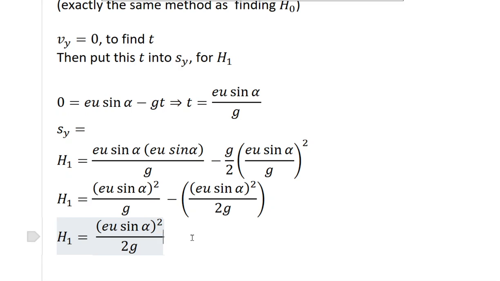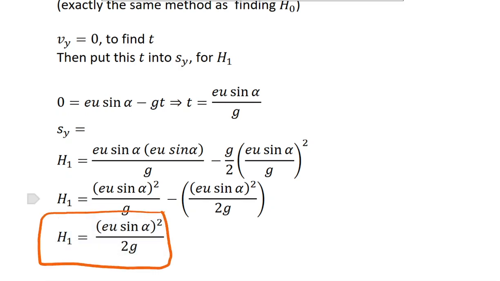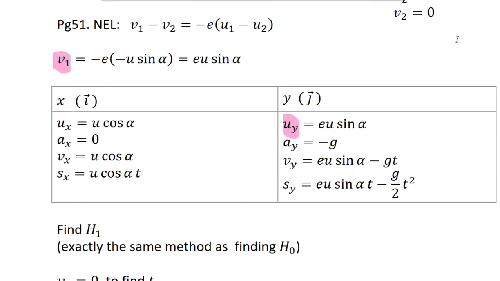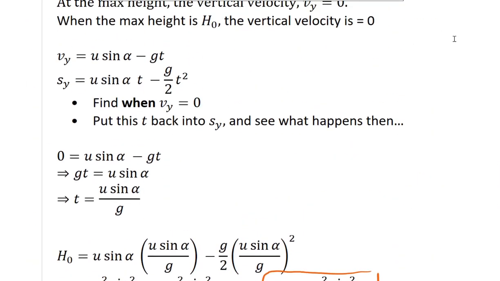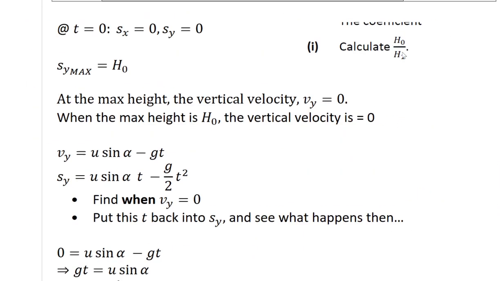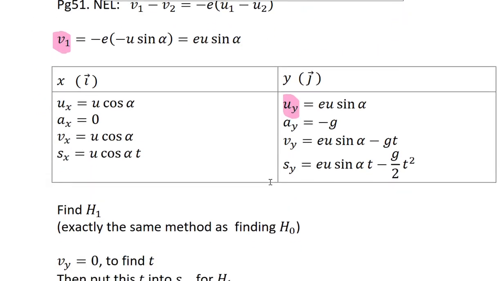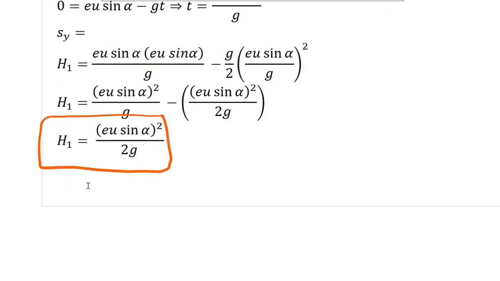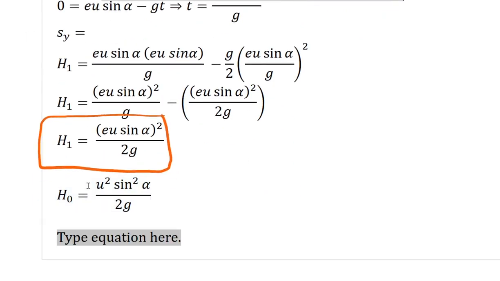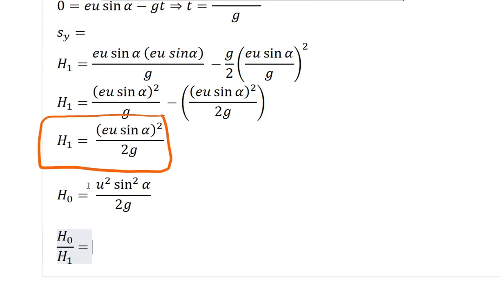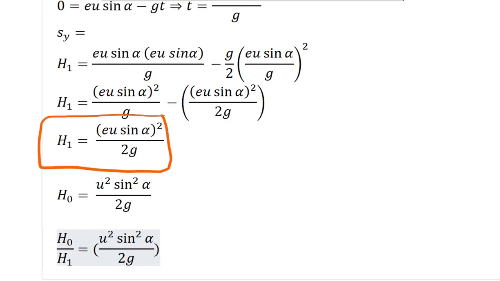Okay, and so we've got an H1 and we've got an H0. Now we can calculate H0 over H1, which is what the question was all the way back here. Calculate H0 over H1, cool. So let's get this. I'm going to type it out here just so we can see it. So that means then H0 over H1 equals this stuff over this stuff.